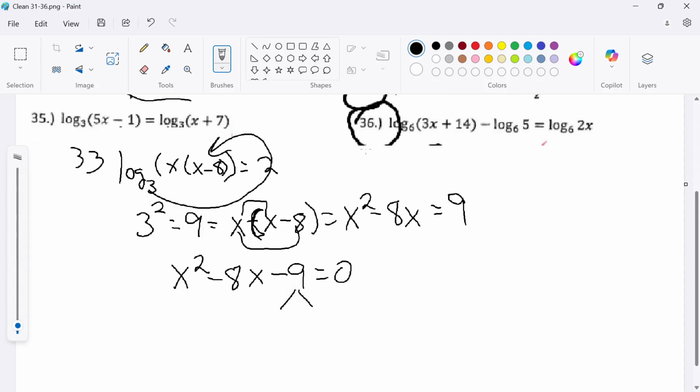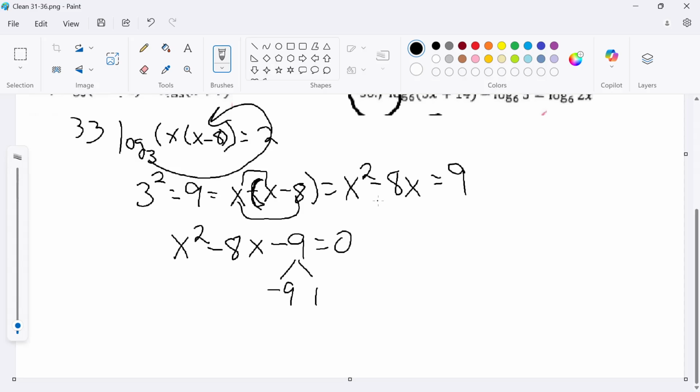I need factors of negative 9 that add to negative 8. How about negative 9 times 1? Negative 9 plus 1 is negative 8. Negative 9 times 1 is negative 9. So I have x minus 9, x plus 1 equals 0. By the zero product rule, I'll set each one equal to 0. X minus 9 equals 0, x equals 9. I add 9 to both sides. X plus 1 equals 0, x equals minus 1. I subtract 1 from both sides.